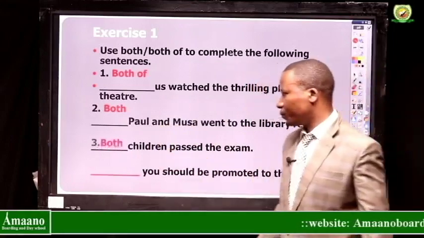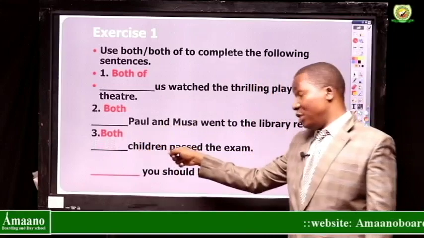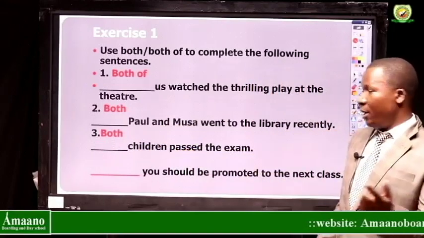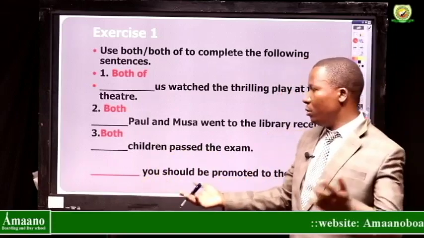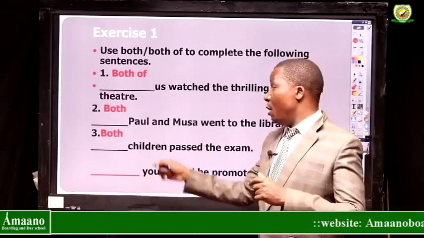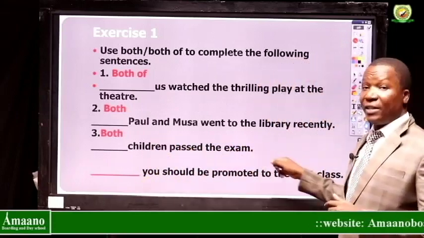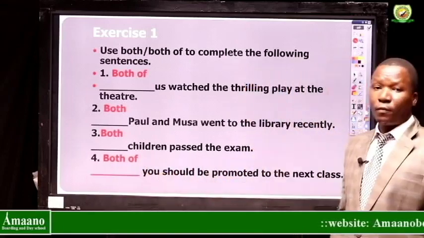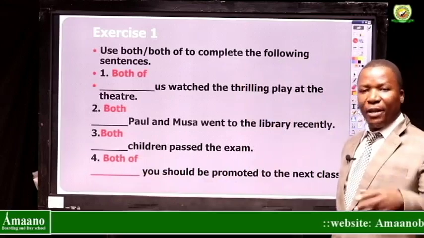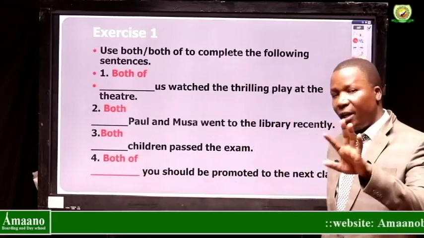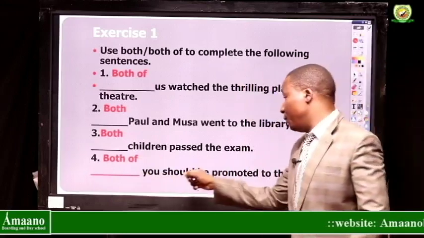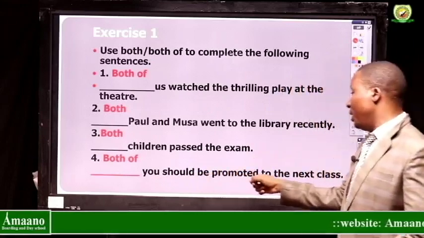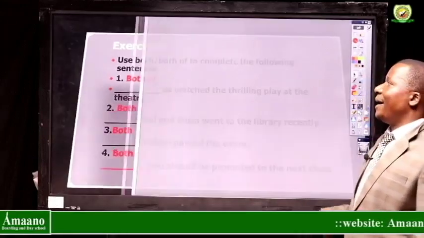Number 3, both children. Remember, children is the plural of the word child. So here there are many. We are talking about maybe 2 or 3. So we are talking about 2. Both children passed the exam. Number 4, both of you. Remember, you can be plural and be what? In other singular. Both of you, but here we are talking about maybe 2. Both of you should be promoted to the next class.